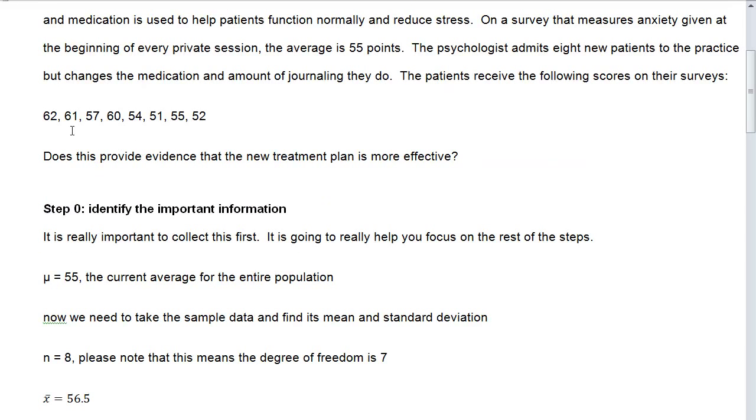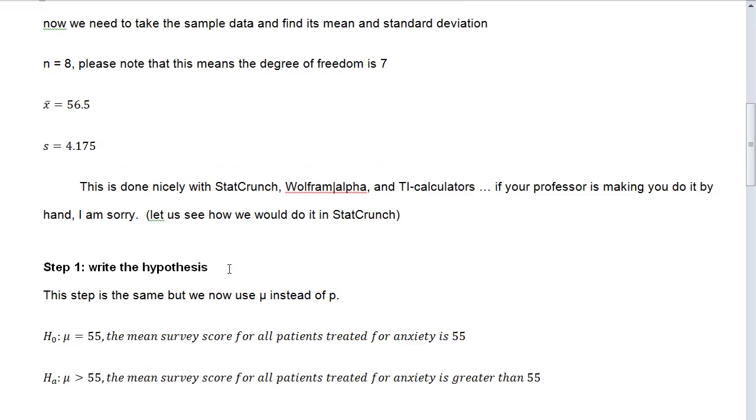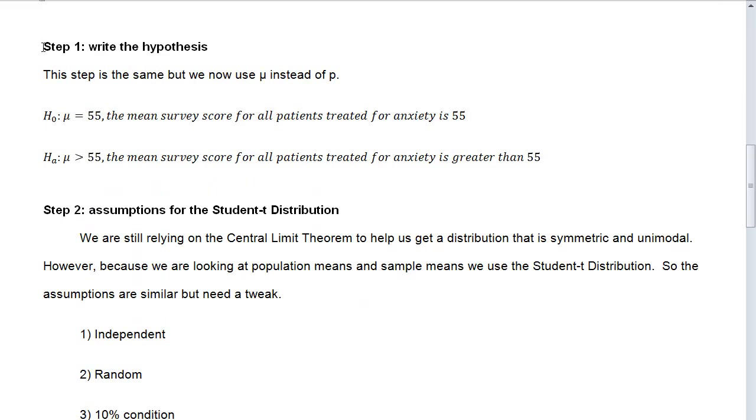And literally, I just typed in these values right here. Okay, all right. So now, step 1, we're going to write the hypothesis. This is the same as we have done for proportions, but now we're going to use mu instead of p. So we're going to start with our null hypothesis. It's going to be mu is equal to 55. And what that means is the mean survey score for all patients treated for anxiety is 55. All right, so the average of every patient is going to be that.